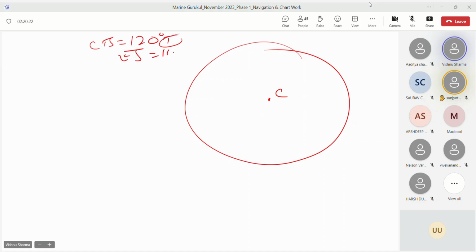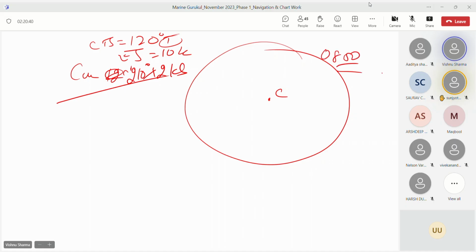Engine speed 10 knots. Current 120, say 210 degrees into 2 knots. Now tell me, how do I transfer this position circle after 2 hours? This is position circle at 800 hours. I want to transfer it to 10 o'clock. Now tell me what to do.